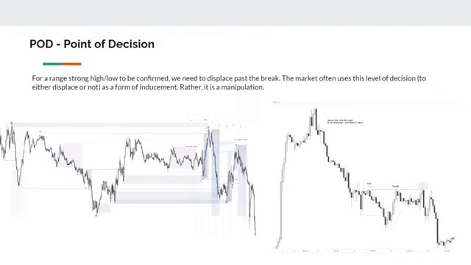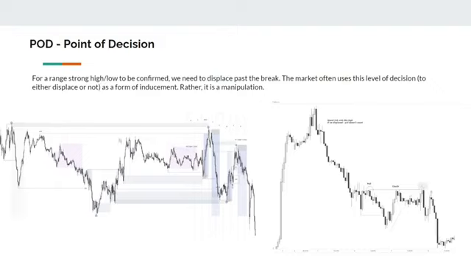Lots of people will be buying from here, right? Thinking that this is like a 1 hour change of character or whatever. But obviously not, right? We're liquidating those people. Especially these ones down here, right? They thought this would go higher. It didn't go higher because we failed to displace over our point of decision.